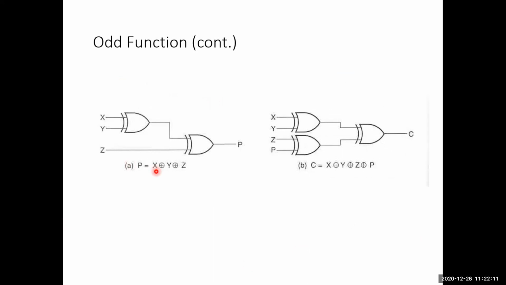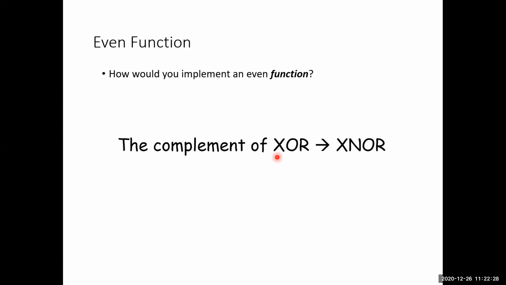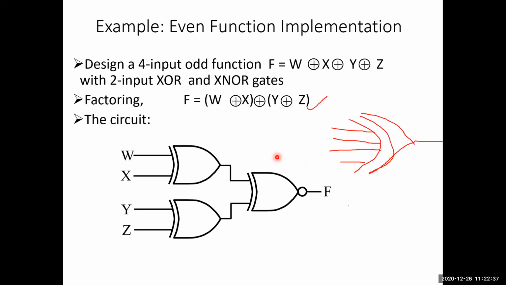This is for X XOR Y XOR Z, and this is for X XOR Y XOR Z XOR P, for the parity bit. For the even parity, in the same way, for the even function also, we can implement this with the help of XOR and XNOR. We have seen this even function generator in the previous case. This one, where you'll be using the XOR and also XNOR.